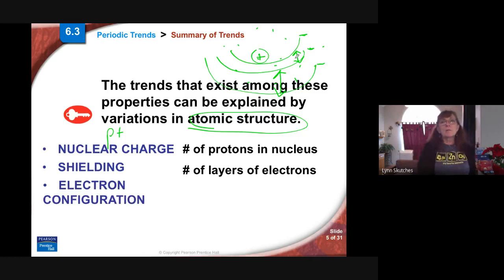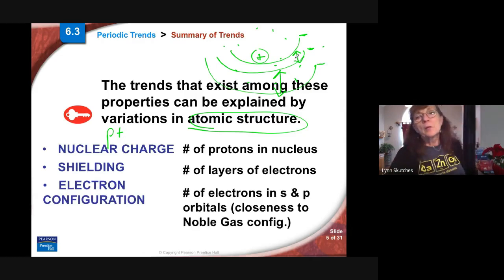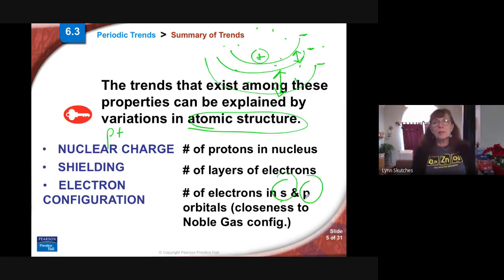And then finally, the actual electron configuration. How are they stacked in those layers? The most important ones, again, I cannot emphasize this enough, the s and p orbital electrons. Remember, noble gases end with s2p6. 2 plus 6 is 8. They have an octet. What do we call those outermost s and p orbital electrons? Those are the valence. Believe it or not, valence electrons.